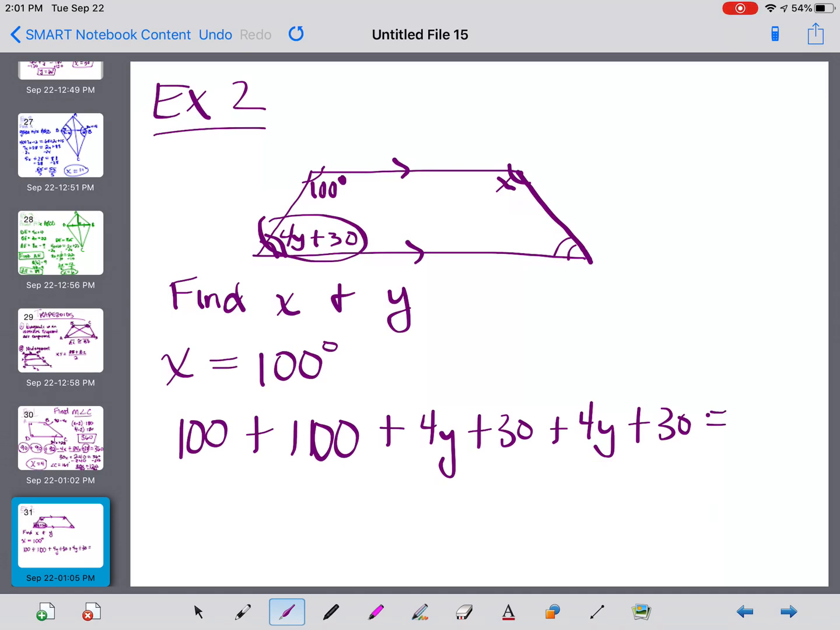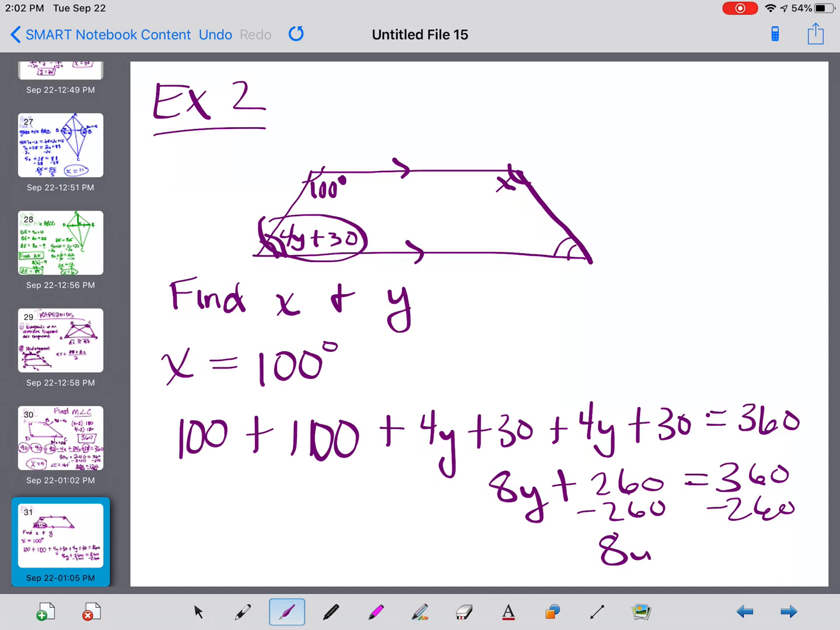The four angles in a trapezoid add to 360. So now we just have to combine like terms. It looks like we'll have 8y plus 260 equals 360. Subtract 260 on both sides to solve. So it equals 100, divide by 8. We get y equals 100 divided by 8, which is 12.5.